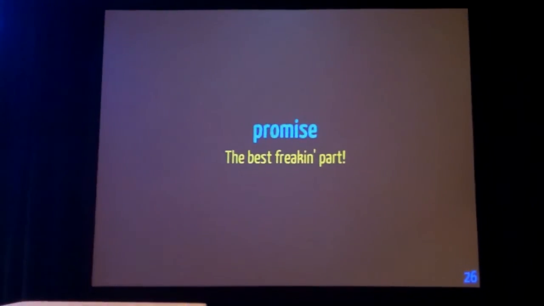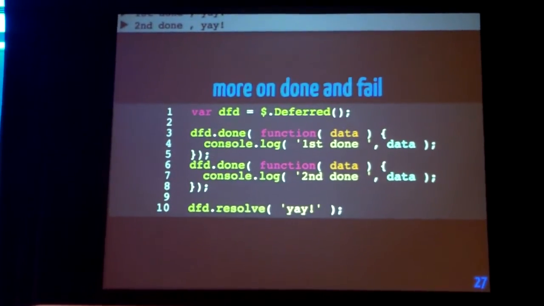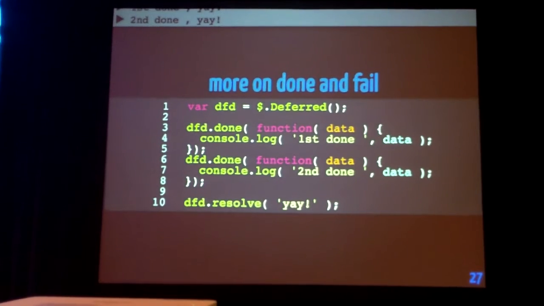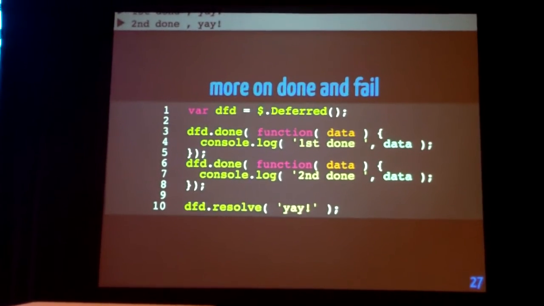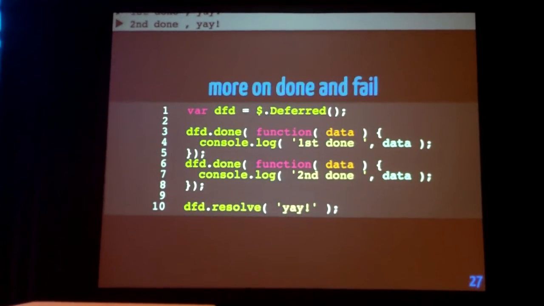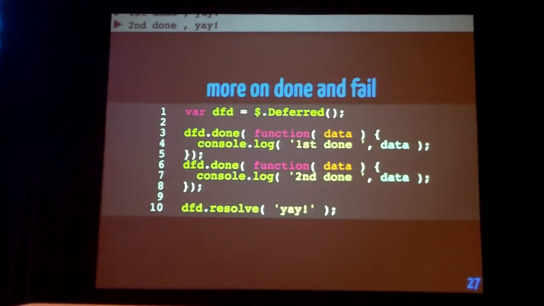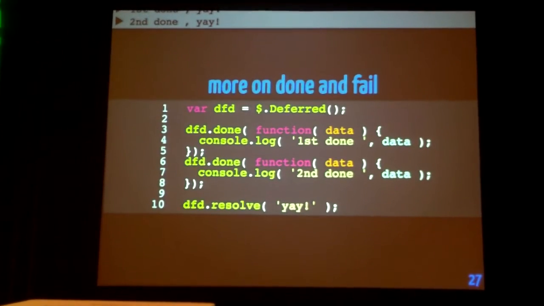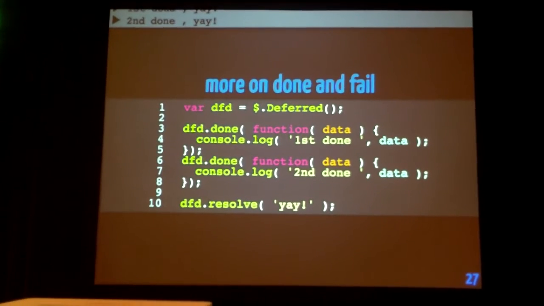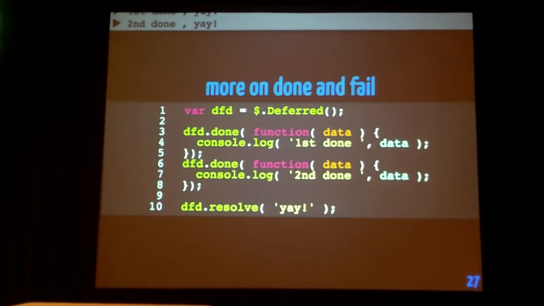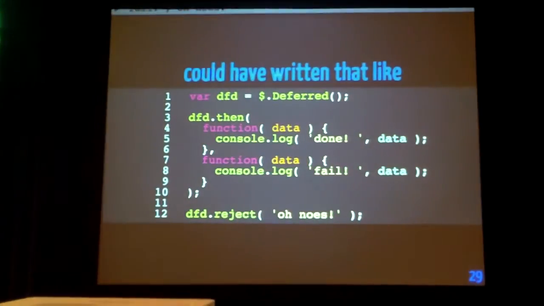So the promise is the best freaking part. So you have this deferred object, and it's managing basically the state of this thing with callbacks on it. And so it has the ability to resolve with content or reject with content. And so in this case, deferred done is happening on both line 3 and 6. And when we resolve that, both of those run. Let's skip fail because you can figure out how that works.